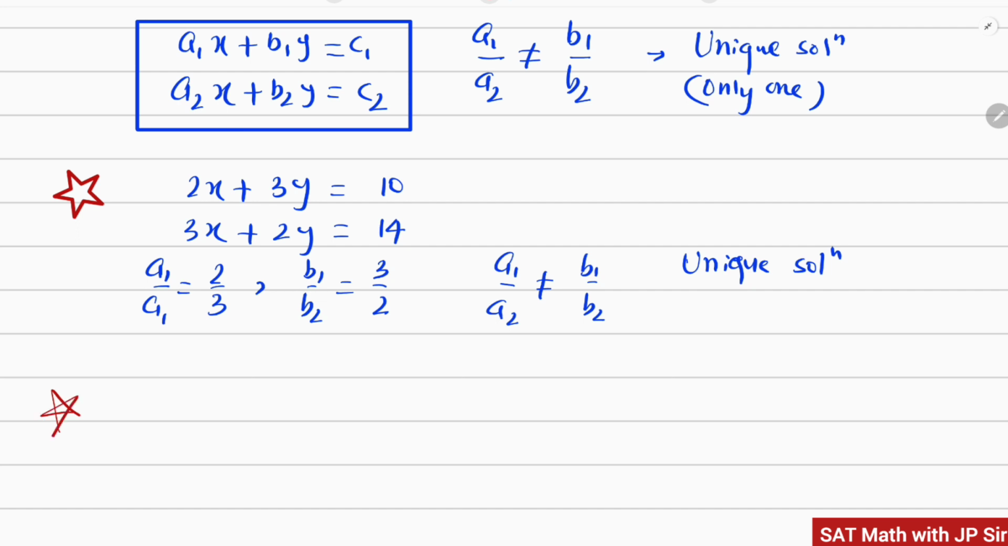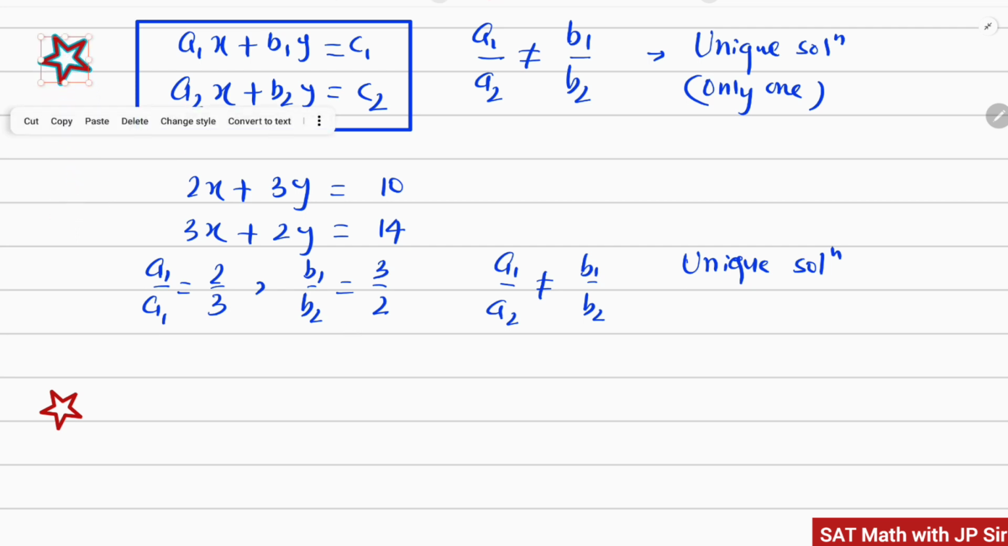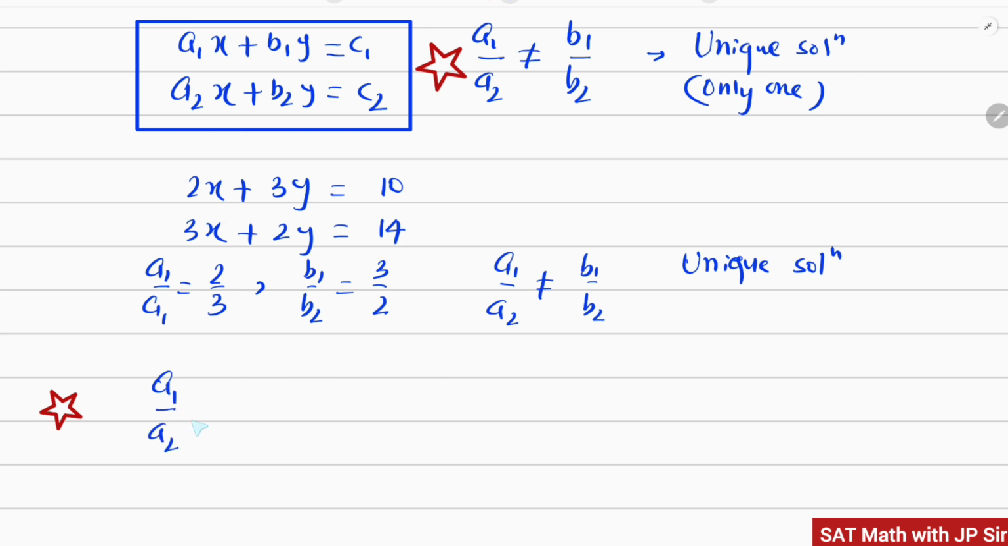Now, second situation. When we have a1 upon a2 equals b1 upon b2, and it is also equal to c1 upon c2. If all the three are equal, then this gives us infinitely many solutions.